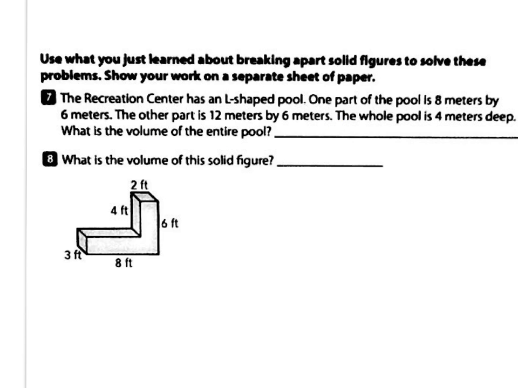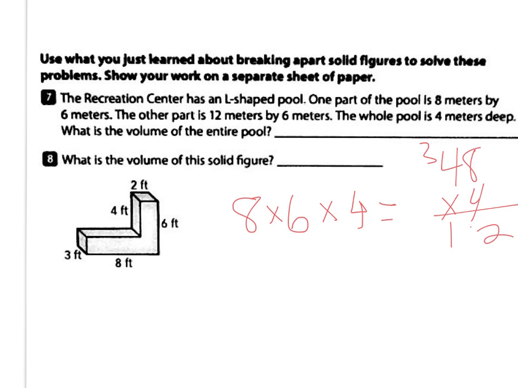Okay, so in order to figure that, we need to figure the volumes of each part first. The first part says it's 8 meters by 6 meters. Okay, and we know it's 4 meters deep. So here's my length, my width, and my height, or my depth. This one would be more depth. So we have 8 times 6 is 48, and 48 times 4, let's see what that would be. 4 times 8 is 32, 4 times 4 is 16, plus 3 is 19. Okay, so this first part would be 192 meters cubed, or cubic meters. That's the first part of the pool.